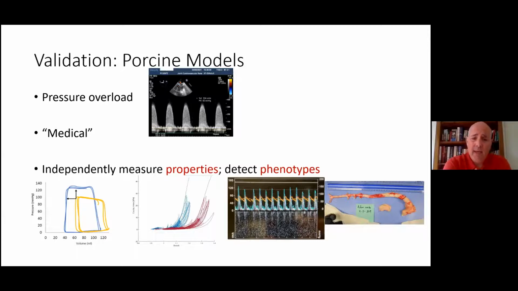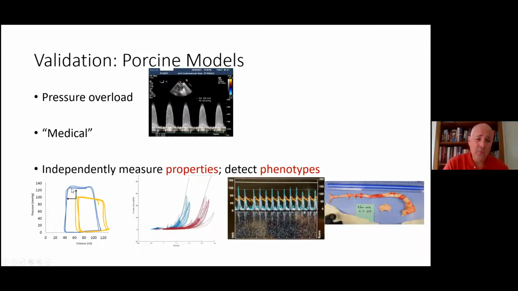So in the banded model, we have utilized the echo data on the pigs, done our parameter estimation that we've just talked about using what would be the non-invasive data. And then at the same time, we've directly measured the properties in the animal. So here is an example of doing ex vivo stress strain testing on the left ventricle of one of these animals with the fiber and cross fiber stiffness.